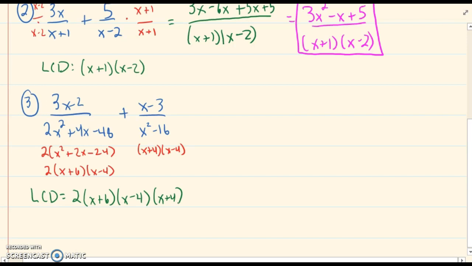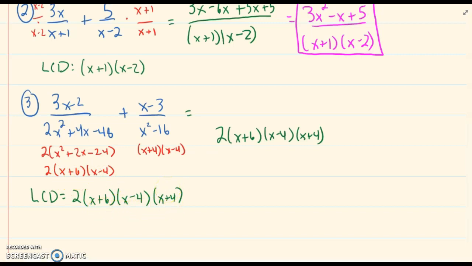And that's what we're trying to turn everything into. And so that's my next step. So I know I'm going to get the LCD of x plus 6, x minus 4, and x plus 4. I'm looking to multiply the top and the bottom of each fraction by what's missing to get that LCD. So looking at my first fraction, this is what it is fully reduced down. It looks like I'm missing the factor of x plus 4. So I'm going to multiply the top and the bottom by x plus 4.